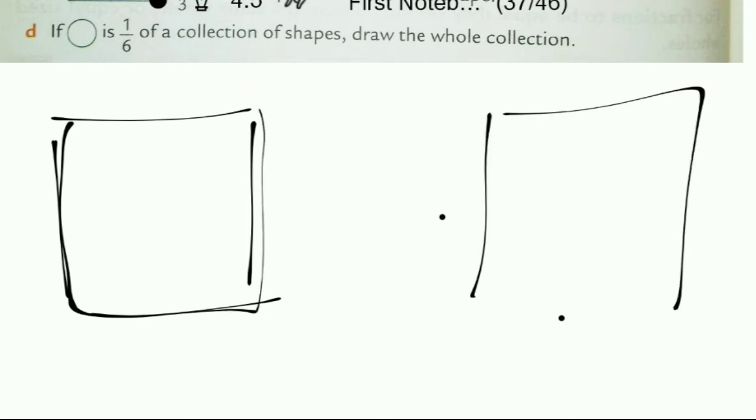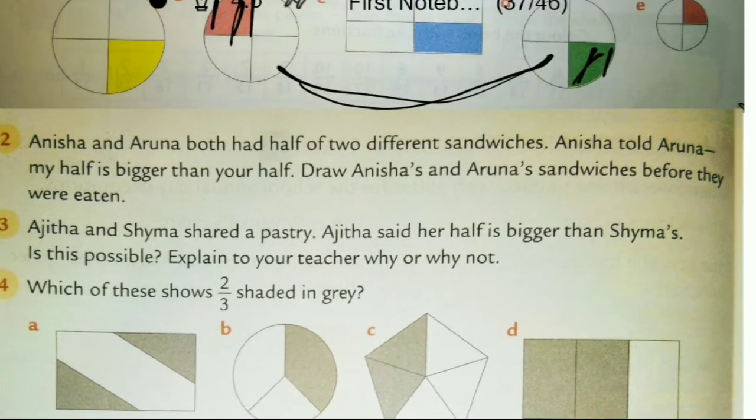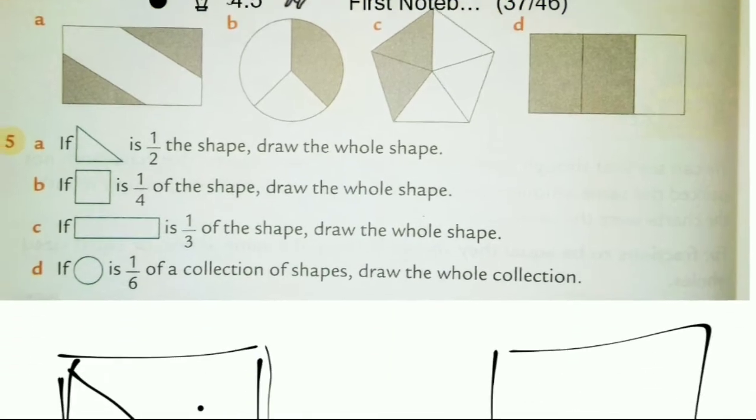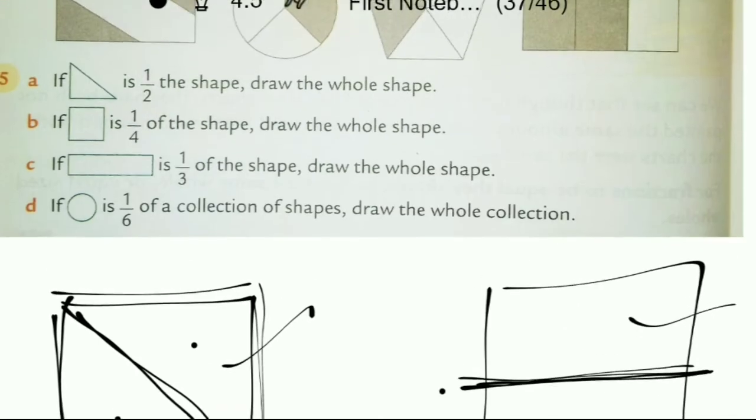See, in this one, the bread is in the shape of this. So one half is this one and one half is this one. In this question, draw Anisha's and Aruna's sandwich before they were eaten. Who told that my part is bigger? Anisha told Aruna, my half is bigger than your half. So you can identify which one. I think this triangle one is bigger than this rectangle one. So this is the part of Anisha and this is the part of Aruna.